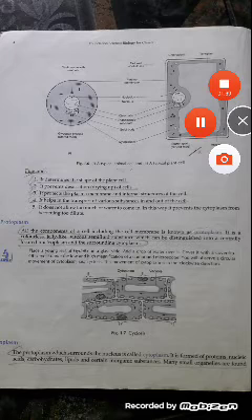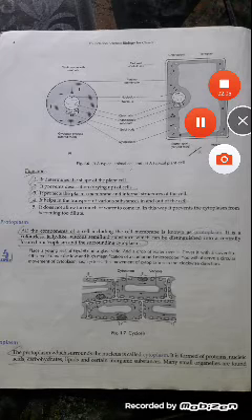Now, this cell wall, as we said, is present only in the case of plant cells. That is, it is absent in the case of animal cells. Now let us discuss the functions of this cell wall.